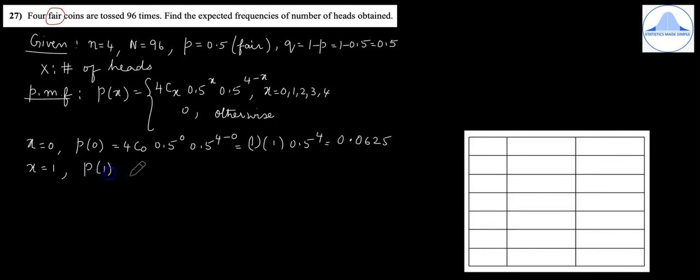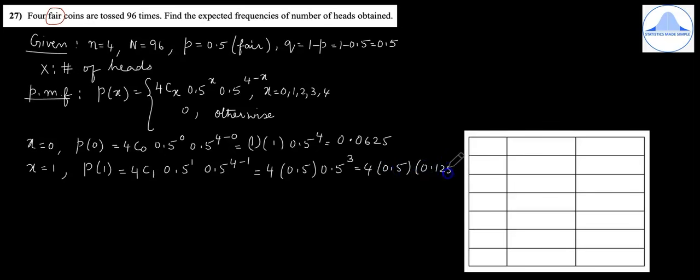Similarly, put x as 1. So P of 1 is equal to 4C1, 0.5 to the power 1, 0.5 to the power 4 minus 1. So 4C1 is 4, 0.5 to the power 1 is 0.5, and then you will get 0.5 to the power 3. So this will be equal to 4 into 0.5 into 0.125, which is equal to 0.25.